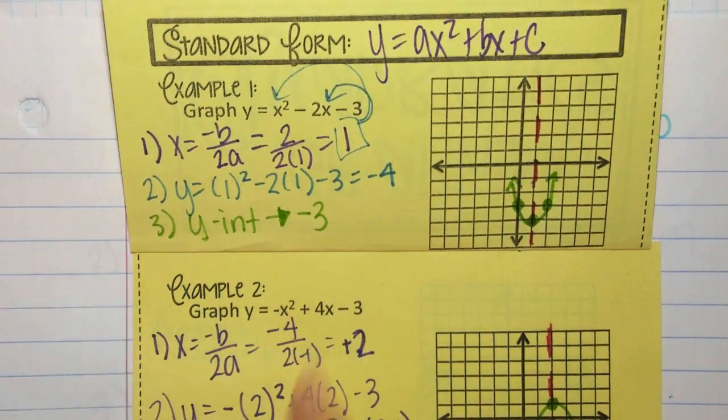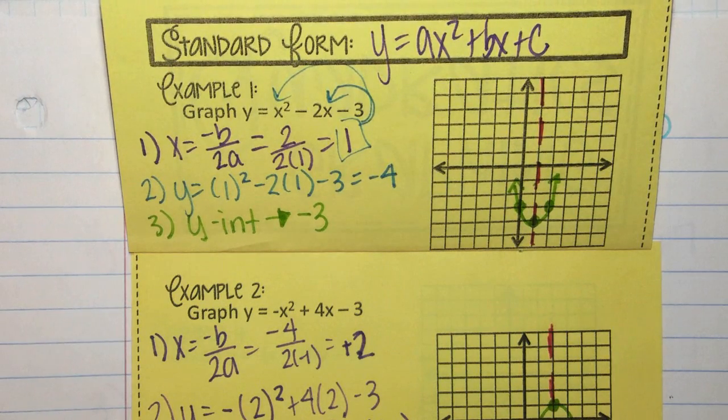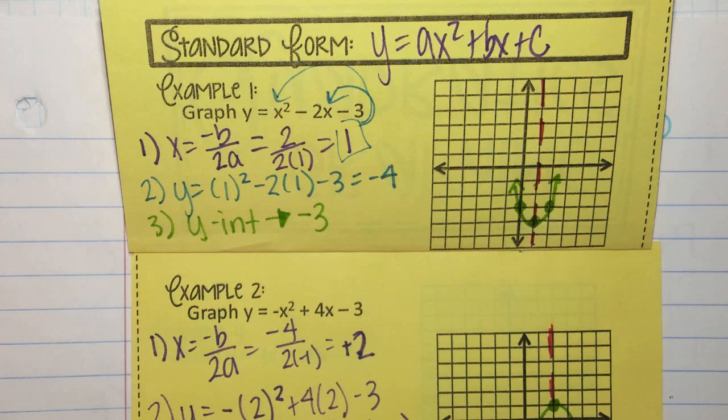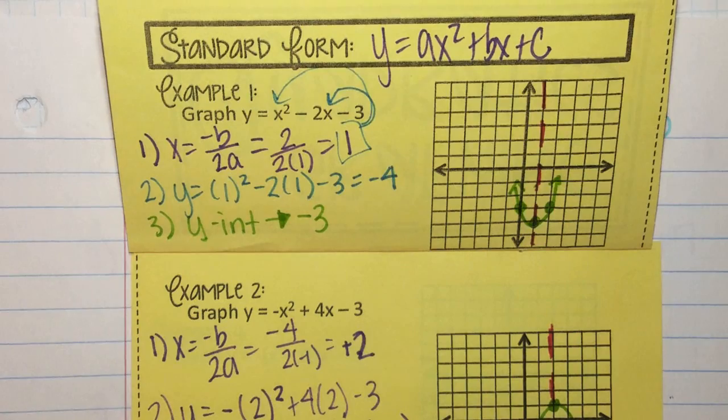What do you plug it in to find? The y value of your vertex. Take a point. And then what's the last thing that we plot? The y-intercept. And then we graph. Reflect, yes.